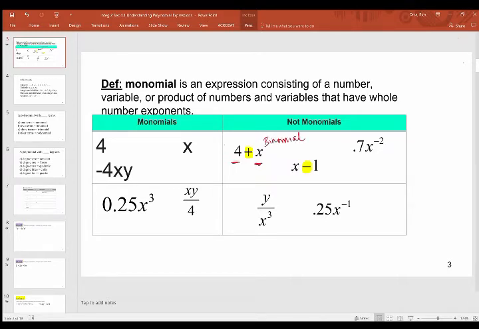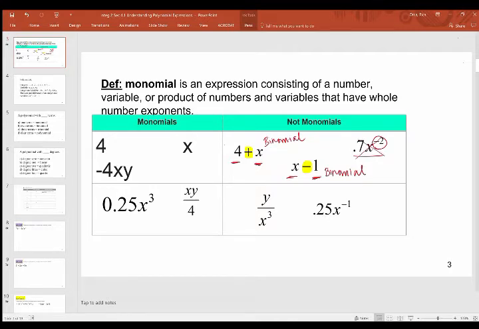Another example of a binomial is x minus 1. x is a monomial, and so is 1. Because we're subtracting them, and we have two monomials, x minus 1 is a binomial. In our next expression, we have 0.7 times x to the negative 2. Now, I know what you're thinking. It looks like it could be a monomial. Unfortunately, the exponent is a negative number, and because it's negative, 0.7 times x to the negative 2 is not a monomial.